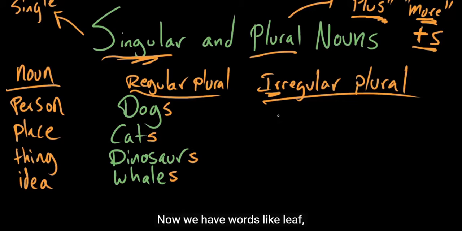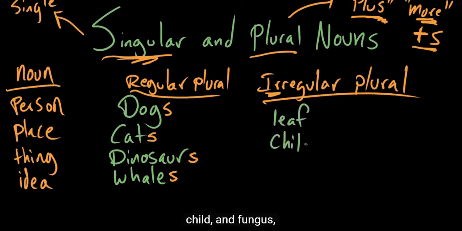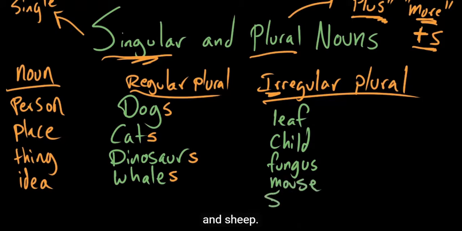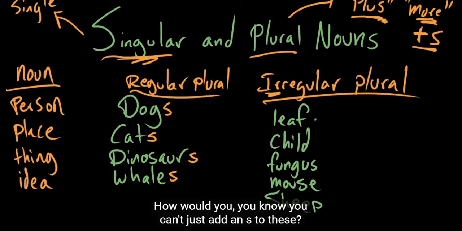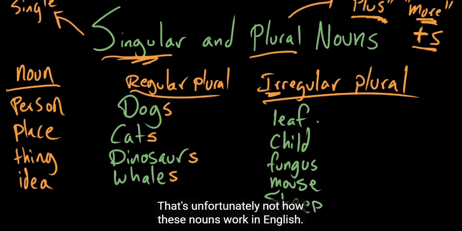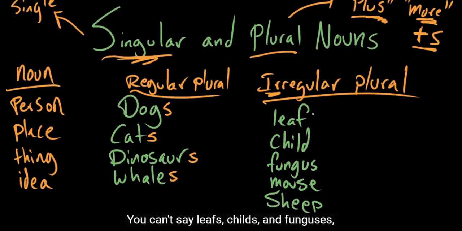Now we have words like leaf and child and fungus, which is like a mushroom, mouse, and sheep. You can't just add an S to these. That's unfortunately not how these nouns work in English. You can't say leafs and childs and funguses and mouses and sheeps.